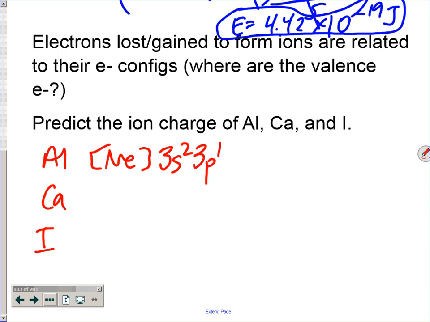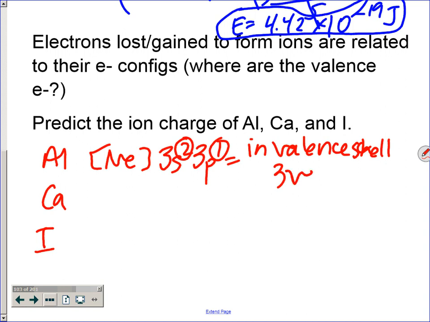So how many electrons are in that energy level? Just happens to be 3, right? And you can circle them. You can say there are 2 electrons in the s-shaped orbitals, and there's 1 electron in the p-shaped orbitals. So in the valence shell, there are 3 valence electrons.